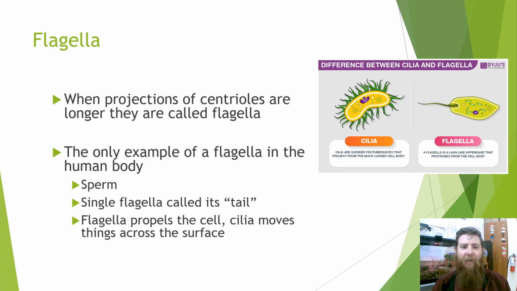Same thing with the flagella. Well, flagella do exist in some gametes of plant cells. When we get long projections of centrioles, they're called flagella. In the human body, we only have sperm cells that have a flagella. The flagella helps move the cell through an environment. Cilia helps move things across the surface of the cell, not so much helping the cell move through the environment.